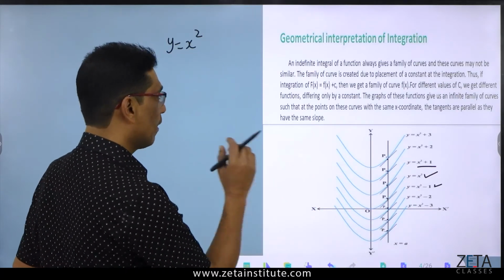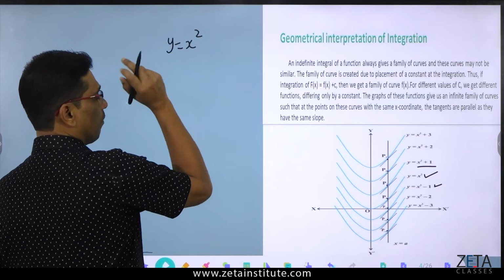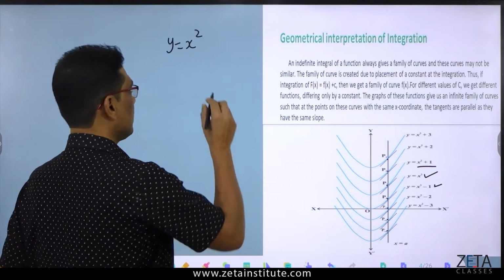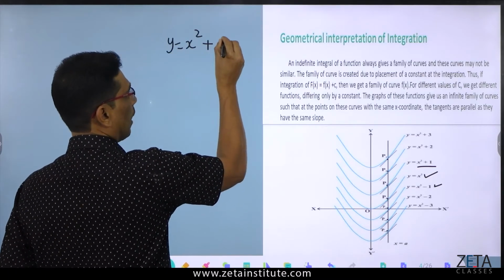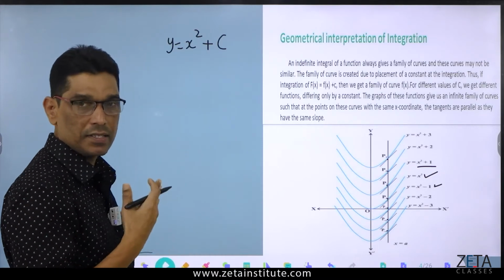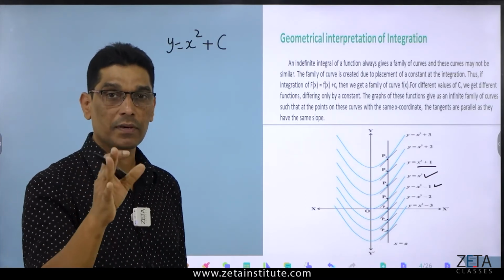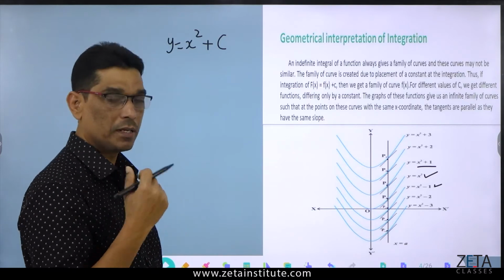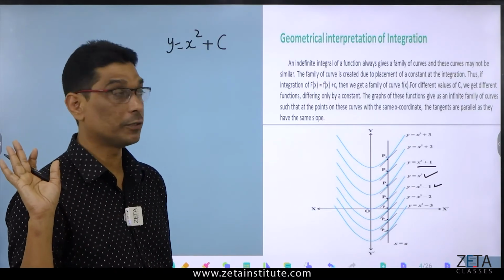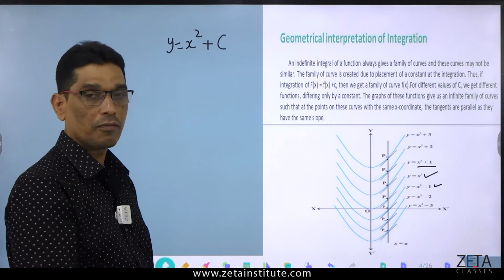So we can conclude that if the function I took is x square plus c, I can add plus c. The plus c means we add the value of c, which can be any number. It can be positive, it can be 0, it can be negative, any number I can add to that, and it is a group of families.